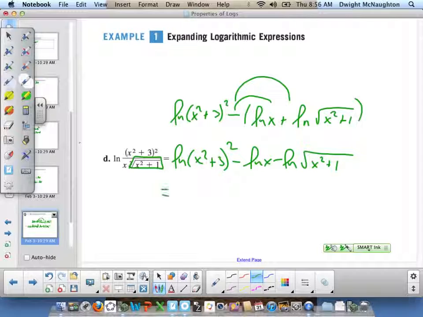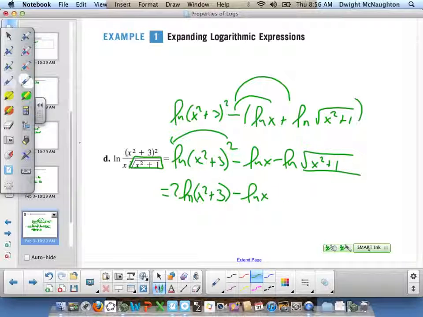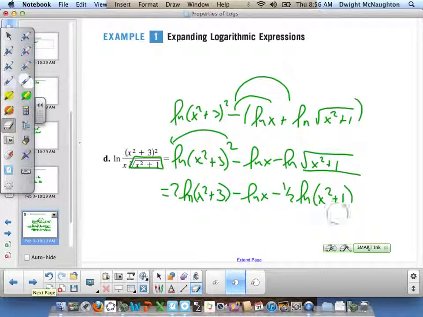Let's deal with the powers now. So bring the 2 out. Minus the natural log of x. And then again, the square root is the 1/2 power, so bring the 1/2 out. Don't split this, because that's addition, and this power is not on the whole thing, so don't bring that power out. Only bring the power out front if it's on the entire term.